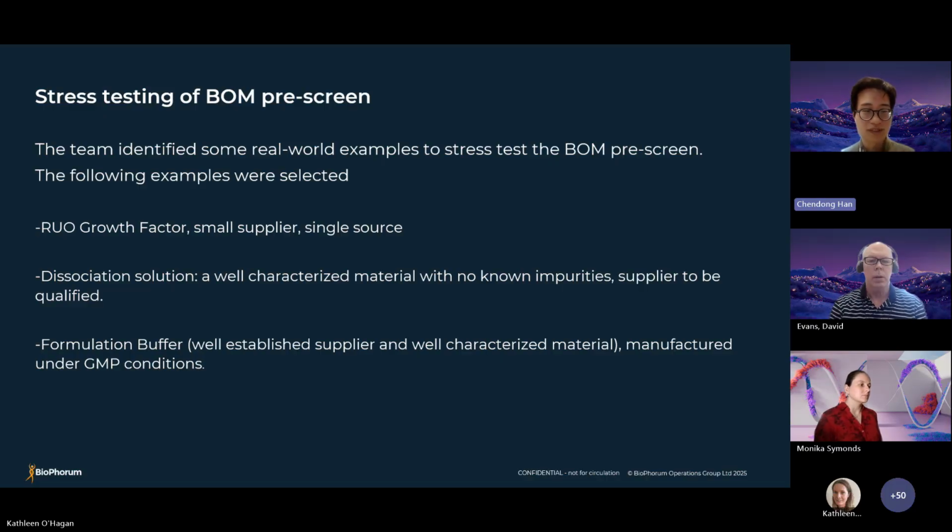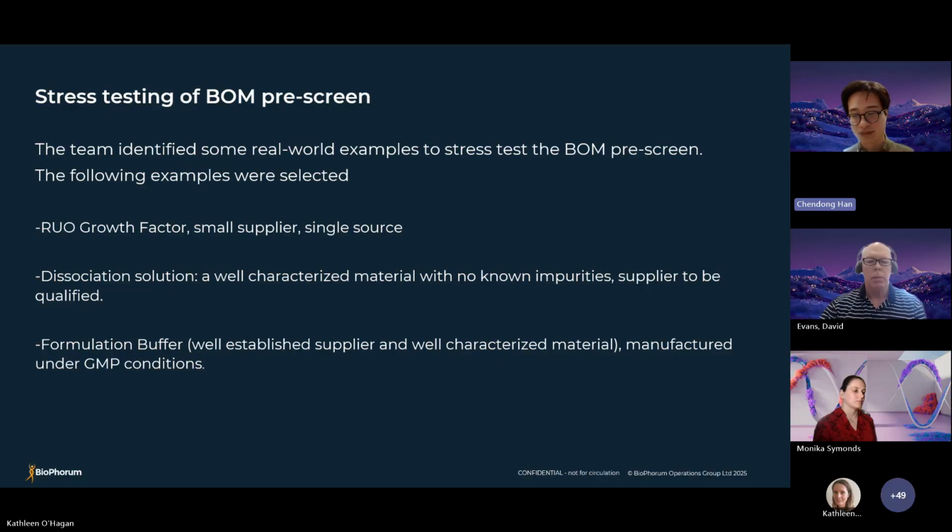The second material is a dissociation solution. It is a well-characterized material. There's no known impurity, and the supplier is to be qualified. And the third one is a formulation buffer. It is purchased from a well-established supplier. It is a well-characterized material, and it's manufactured under GMP conditions.